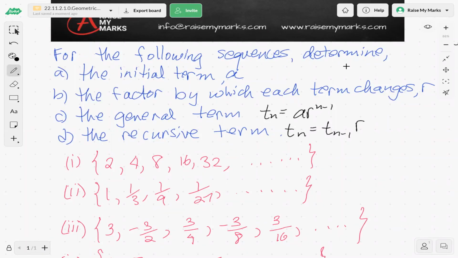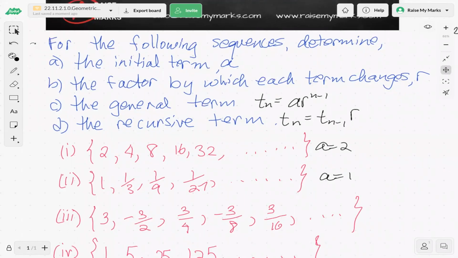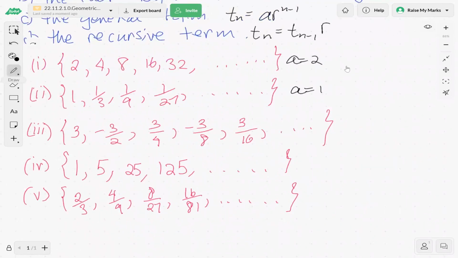Okay, so in part 1, a equals 2. Part 2, a equals 1. In sequence 3, oh wow, we have quite a few here today. a equals 3, sequence 4, a equals 1 again, and sequence 5, a equals 2/3.